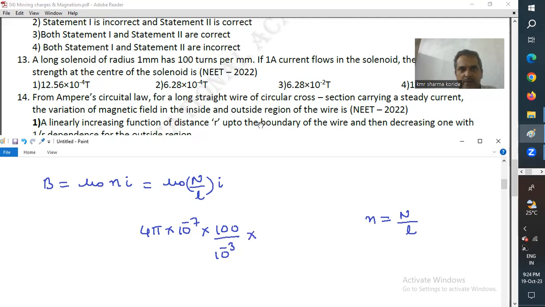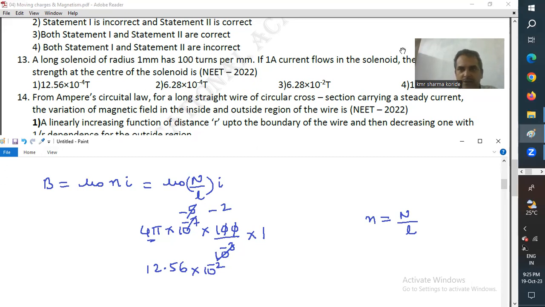Current is 1 ampere. So therefore, these are the 10 square. 10 square means this will become minus 5. There is minus 3. At the denominator, this is going to be minus 2. Then next, 4 pi means multiplying 3.14 into 4. So it is 12.56 into 10 to the power of minus 2.